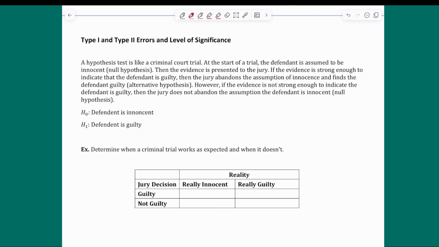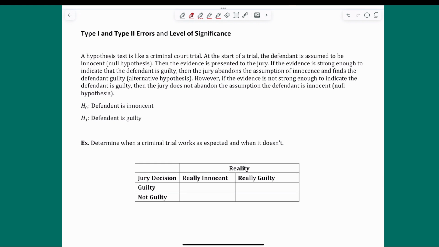That's the slang or the slogan that goes with that. Okay, so here in this example, we're asked to determine when a criminal trial works as expected and when it doesn't. To understand this, what I'm trying to introduce here is something called type 1 and type 2 errors. Let's use this example to help us understand that.